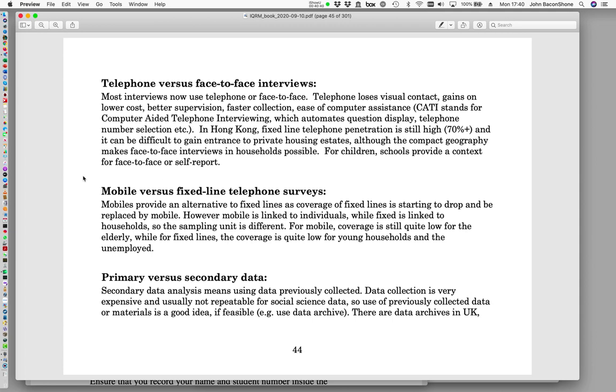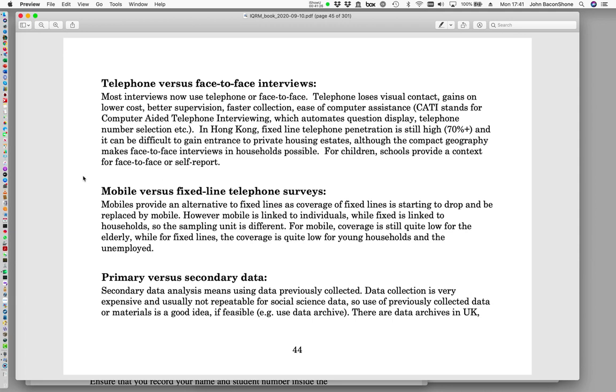Telephone, though, has certain key weaknesses. Telephone loses visual contact. So, for example, we did a survey for the government on designs for the old airport. Where the old airport is in Kai Tak, there were, I think, 4 competing designs for redeveloping Kai Tak. So the government wanted to show people the designs and ask them which one they like. So you clearly can't do this over the phone, because it's impossible to adequately describe those designs in words over the phone. You need people to be able to watch that video, which means you either need face-to-face or maybe online, so at least they can watch the video first.